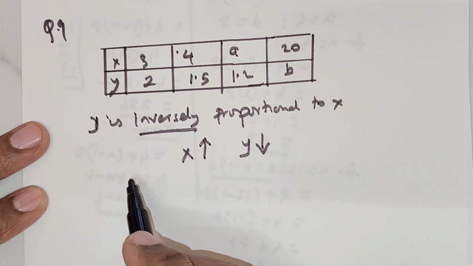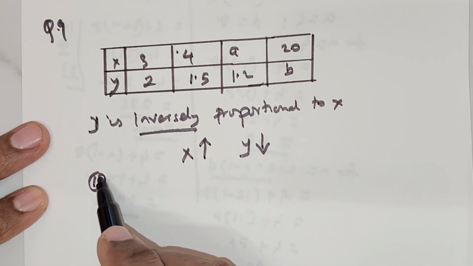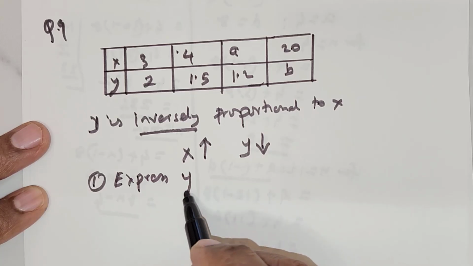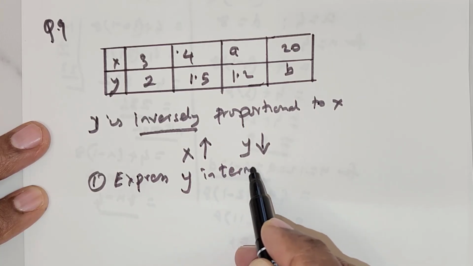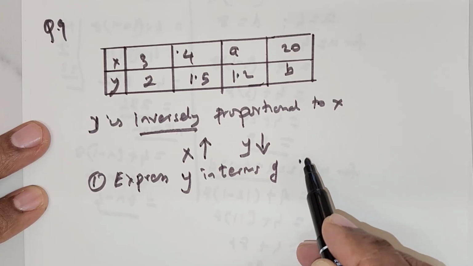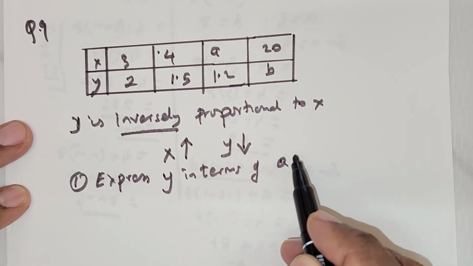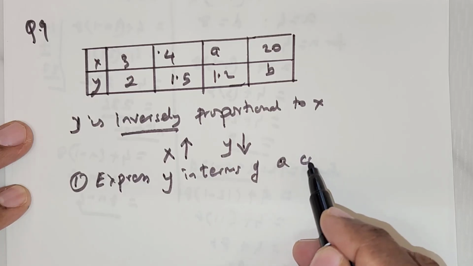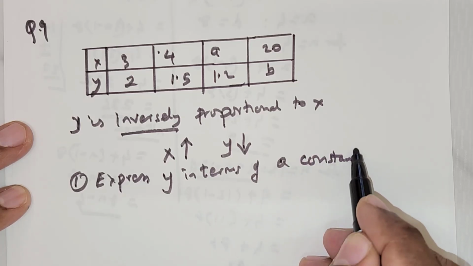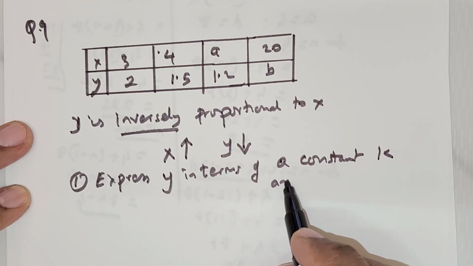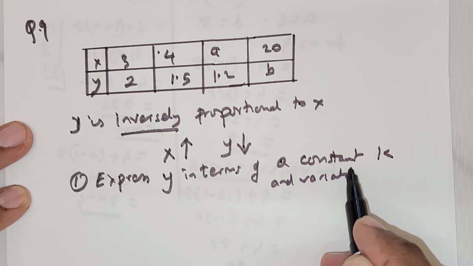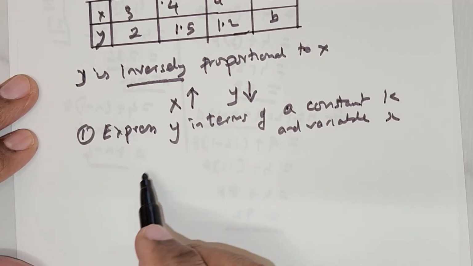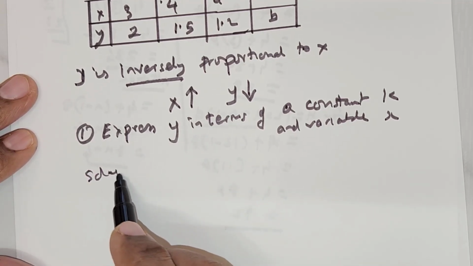Now, having given you that information, the first question is asking us to express y in terms of a constant k and variable x. So let's start with this first question. Now this is the solution.